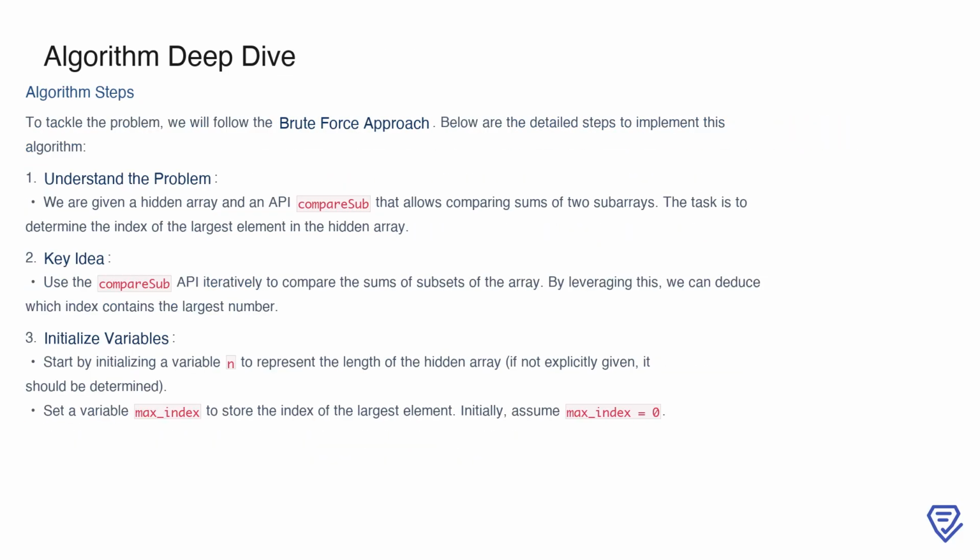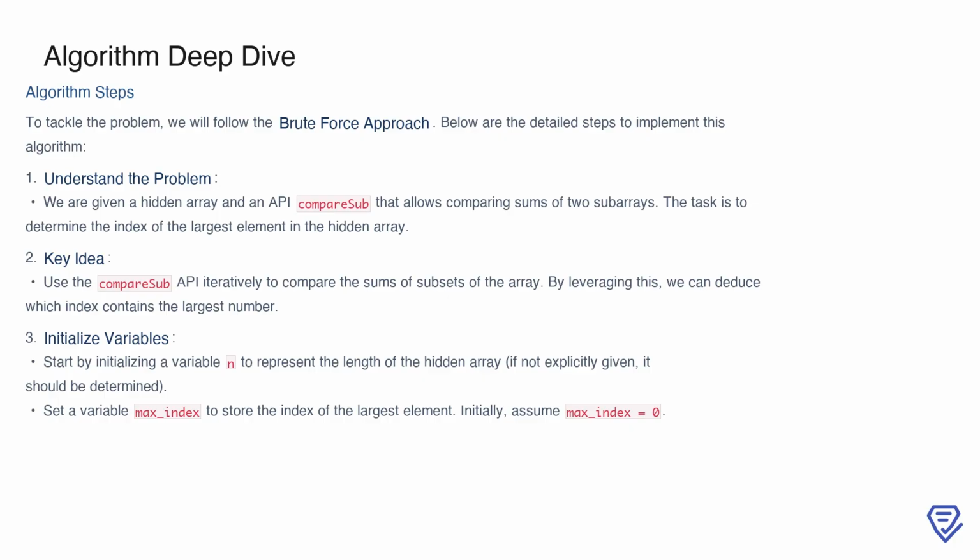To solve this problem, we start by understanding the task at hand. We are working with a hidden array, and we cannot access its values directly. Instead, we are provided with an API called CompareSub, which allows us to compare the sums of two subarrays. Our goal is to determine the index of the largest element in this hidden array.